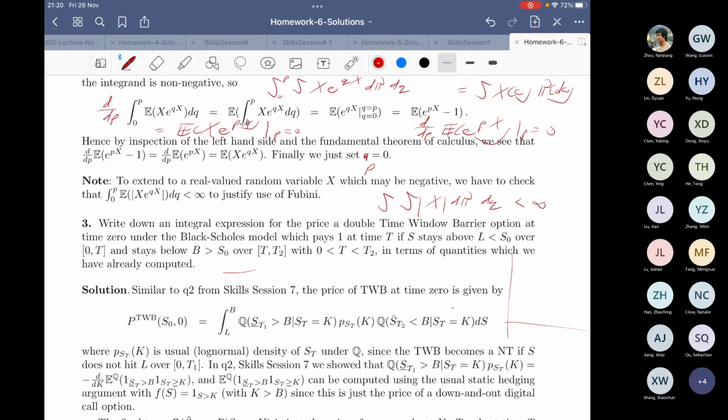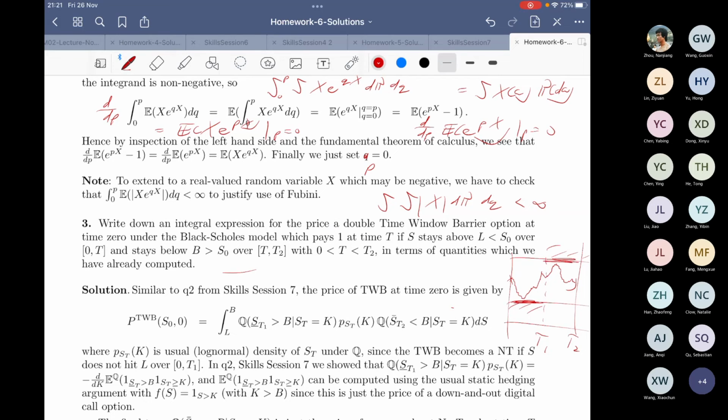So what I'm saying, we've got an upper barrier, so it's L and B, isn't it? Here's my lower barrier. Here's my upper barrier. Here's my final time T2. Here's my intermediate time T1. And then I'm saying that if the stock doesn't hit this lower barrier over the first time interval and also steers clear of the upper barrier over the second time interval, then it pays 1. So in terms of when these barriers are active, this is active over that period and that is active over that.